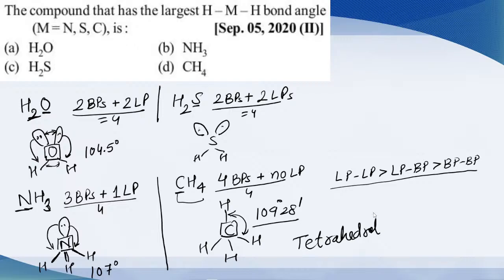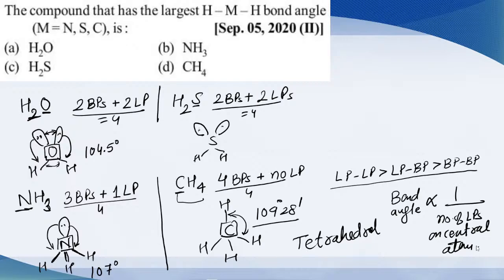104.5 degrees. So keep in mind, if atoms are of the same period, bond angle is inversely proportional to the number of lone pairs on the central atom. As lone pairs increase, bond angle decreases. Just note down this part: bond angle is inversely proportional to the number of lone pairs on the central atom.